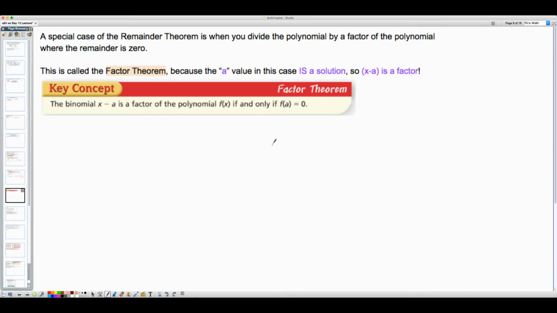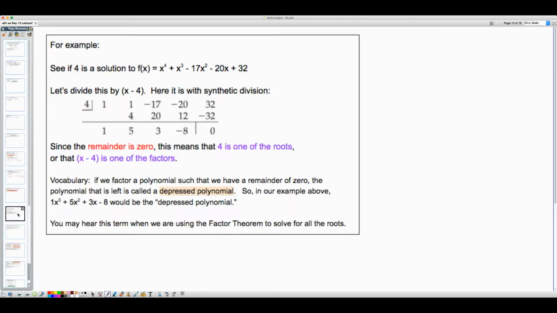And this is when you get 0 for your remainder. Well, that means that it's a root or a factor. It's a solution. So if I wanted to check to see if something is a solution, I could divide it using synthetic substitution. And if I get 0 as my remainder, whoa, that means that it's a factor. So for example, if I want to see if 4 is a solution to this, then x minus 4 would be the factor. So 4 is the solution.